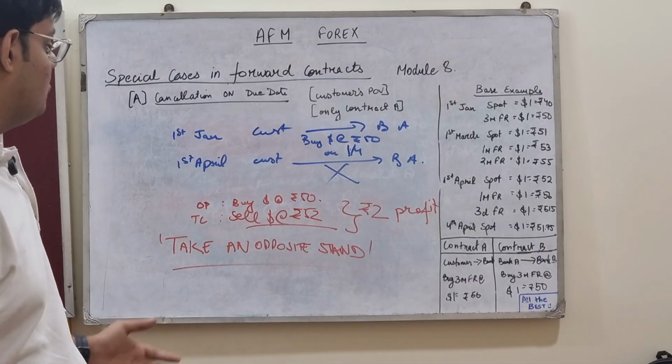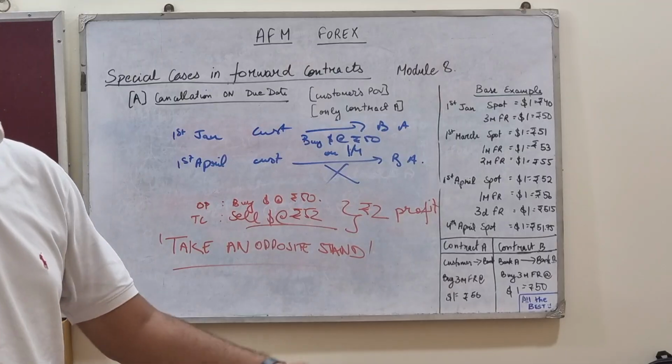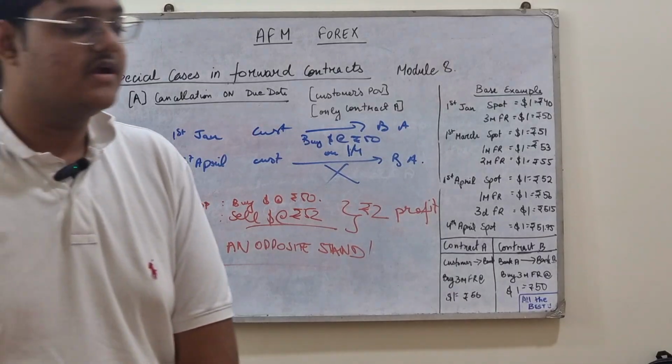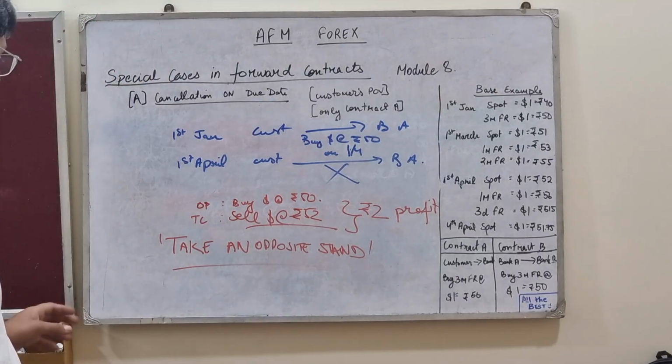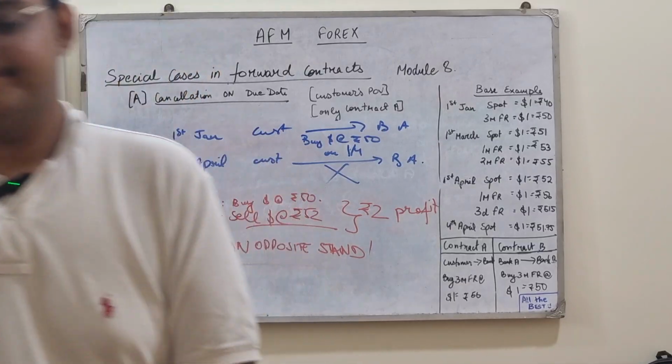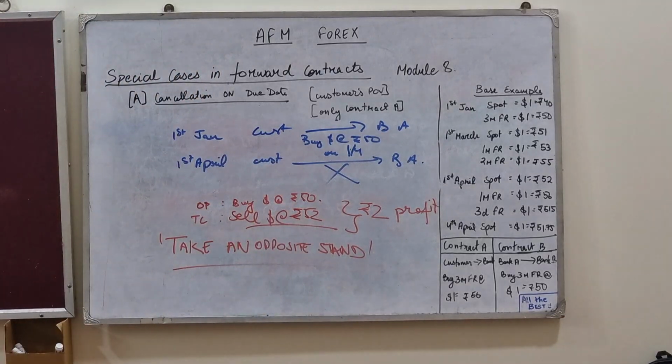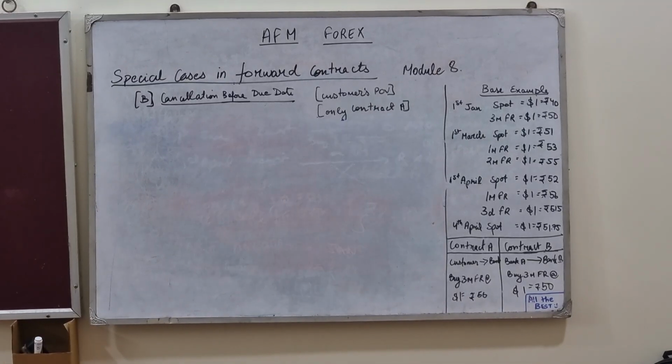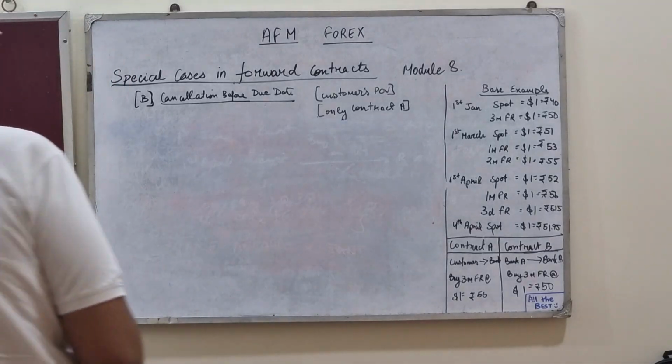We just have to give the customer another forward contract. Okay, I'm going off topic now. I'm just going to erase this and get back to you with B. Okay, so this is special case B, that is cancellation before due date. It's really simple. Let me explain the story here.